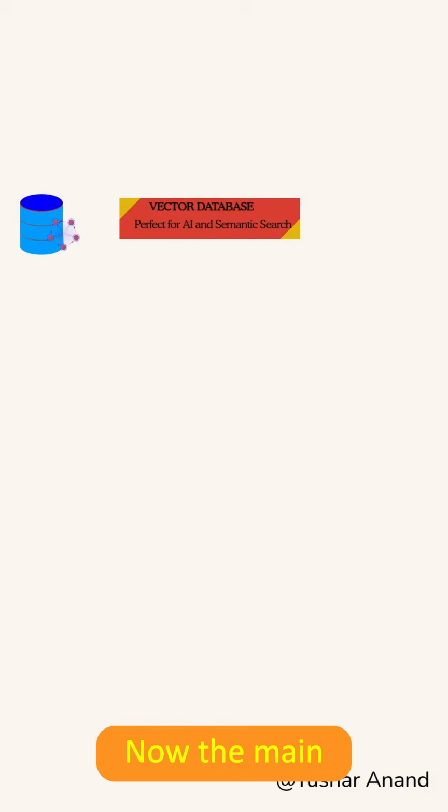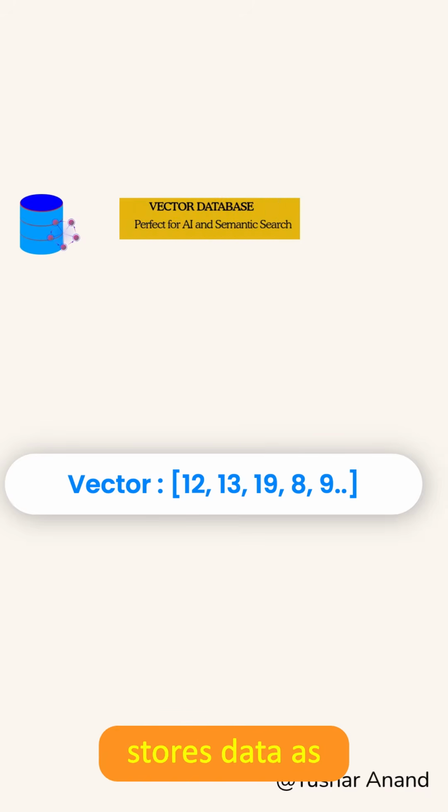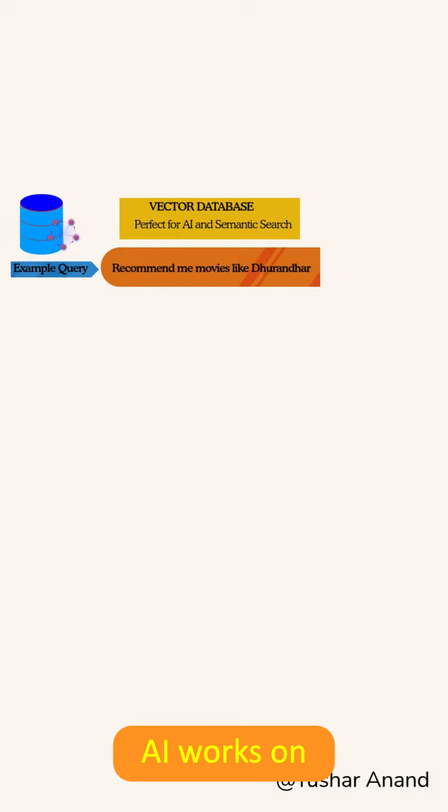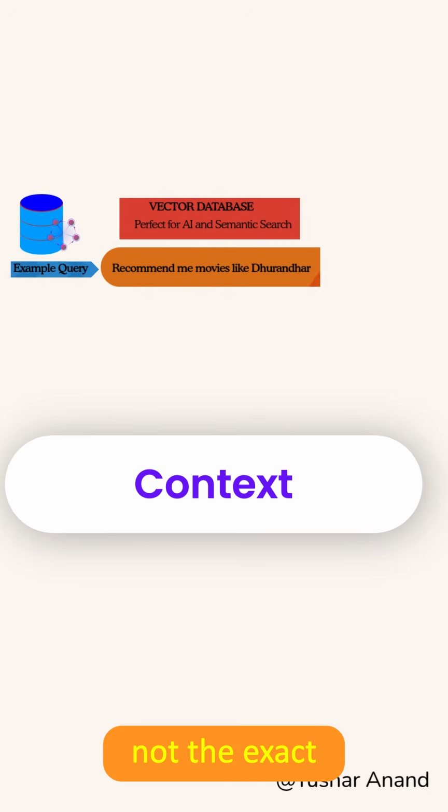Now the main thing, the vector database. A vector database stores data as vectors instead of tables. Instead of asking "find an exact match," you ask "find similar items." This is helpful as AI works on context and similarity, not exact values.